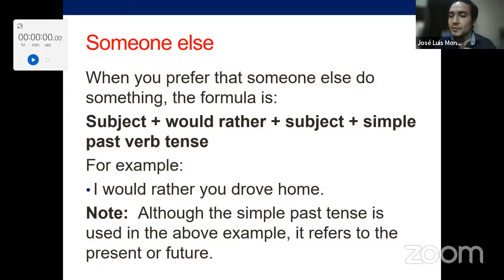Let's read directly the example with the note, please, Matilda. Okay, I would rather you drove me home. Note, although the simple past tense is used in the above example, it refers to present or future. Good, right? So when you prefer that someone else do something, you do that, right? I would rather you took that to your father, right? But now I'm talking about the present, about now or even in the future, not the past, right? But we use the past because it's subjunctive, right?